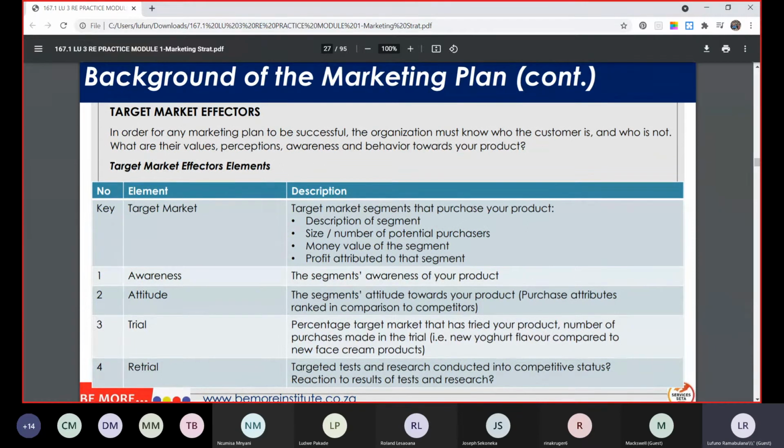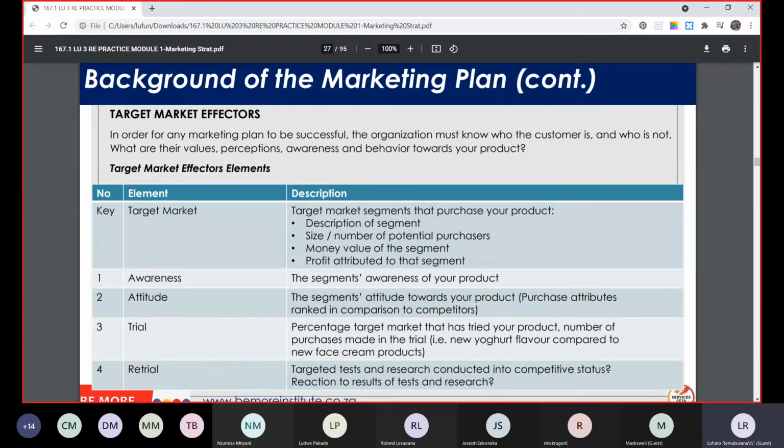We've spoken about your target market effectors. In order for any market plan to be successful, the organization must know who the customer is and who is not. What are their values, perceptions, awareness, and behaviors towards your particular product? If you are not clear about who your customer is, you'd find that your marketing will be all over the place. Of course, your strategy will definitely not be clear at all.